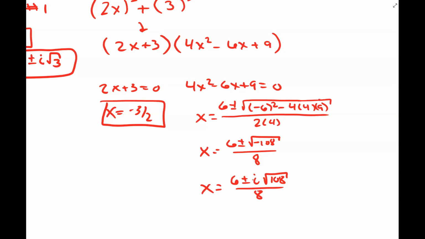108. Does that look familiar to anybody? I can probably write that as what, if I want to simplify it some more? How about 36 times 3? Why would I choose those two numbers? Because 36 has a square root.